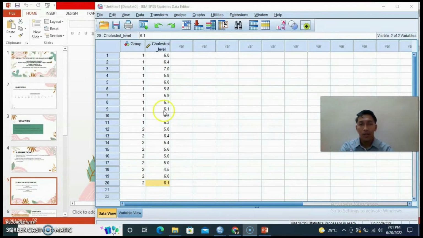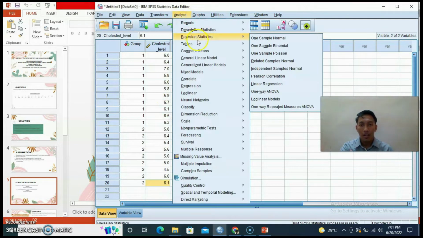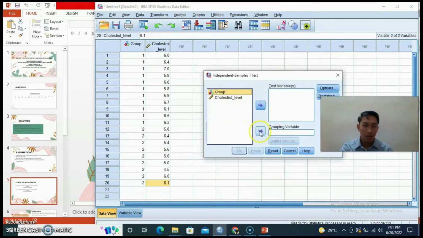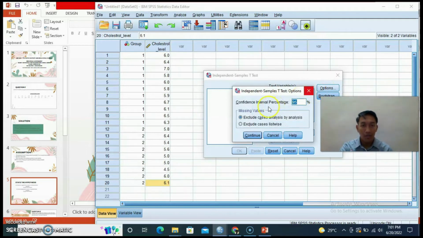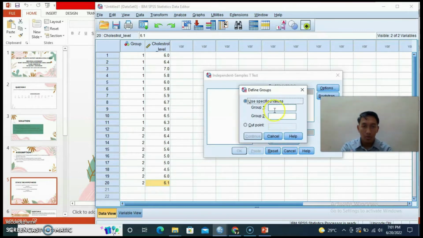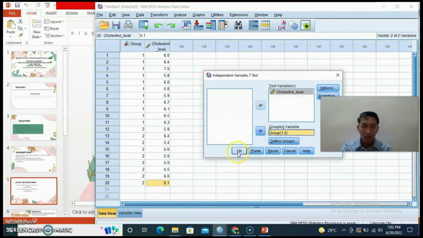Now we do the independent samples t-test. Go to analyze, then compare means, and then independent samples t-test. Put group in the grouping variable and cholesterol level in the test variable. For the options, make sure the confidence interval percentage is 95%. Continue, and then we need to go to the group and define the groups. Group 1 is 1 and group 2 is 2. Continue, and then okay.